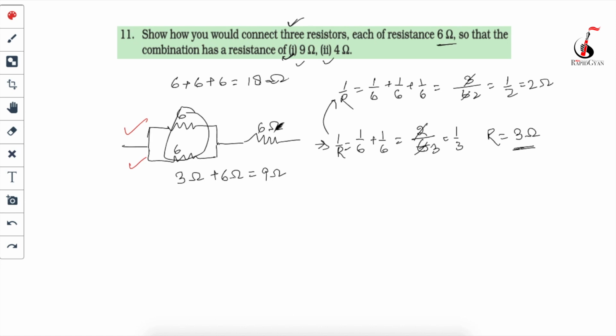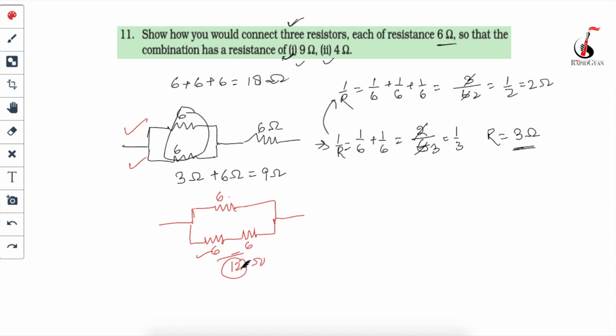Okay. Now try another combination. What was your other combination? Now you will have to make two in series and one in parallel. So I will draw it like this. See, I am making two in series and one in parallel. So this is 6, 6, 6. So first solve this series one. So this is 6 plus 6, which is equivalent to 12 ohm.